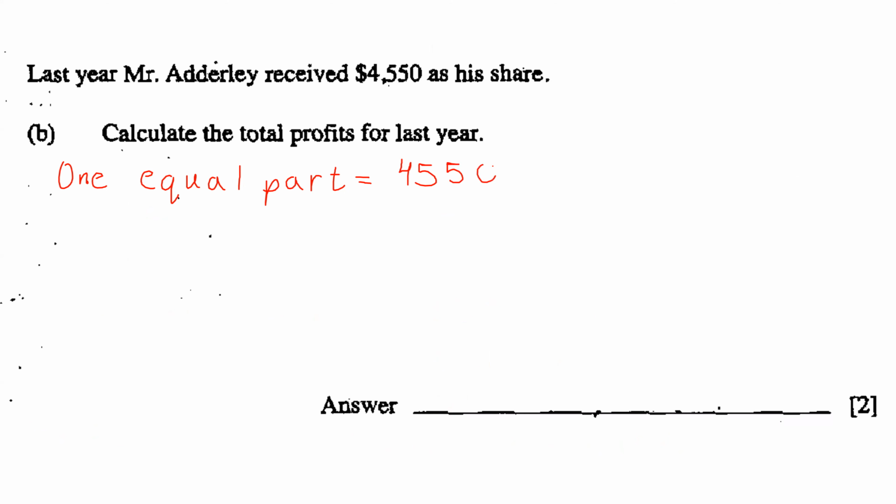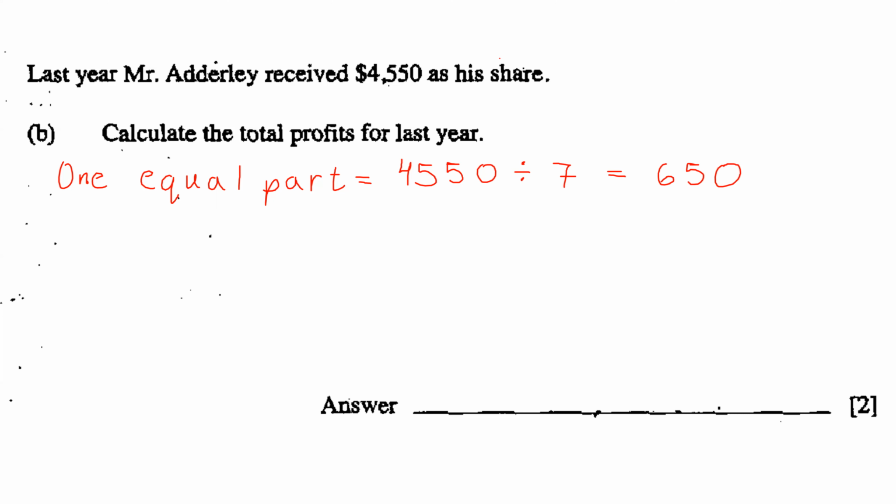So if seven equal parts is 4,550, that means that one equal part is going to be 4,550 divided by seven. Okay, if we want to figure out what is one equal part, seven equal parts is 4,550, but one equal part is 4,550 divided by seven, and the answer is definitely 650. So that means that one equal part is 650.